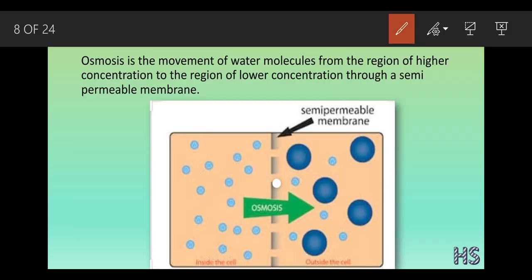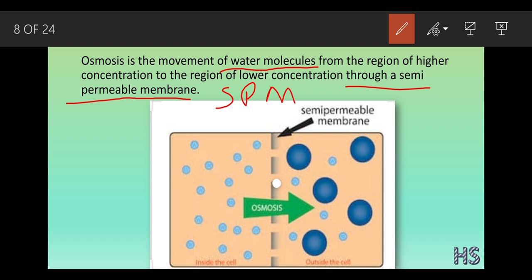Now osmosis. What do you mean by the word osmosis? Osmosis means the movement of water molecules from a region of higher concentration to a region of lower concentration through a semi-permeable membrane. Here these words are very important: the movement of water molecules, and through a semi-permeable membrane. Right now I'm going to use semi-permeable membrane in short form, that is SPM, but during exam time you have to write the full form only.